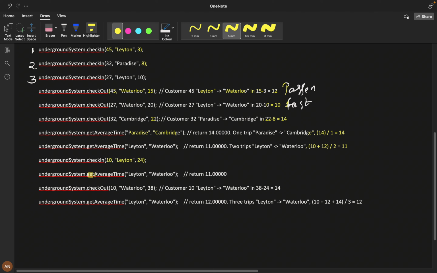Now we want the average time from Leyton to Waterloo, it is the same. This test case is repeated over here. Then checkout: ID 10 at Waterloo is checking out at 38. So it's taking more time. 38 minus 24, it's not even a passenger, it's slower than the passenger. We can say it's for a slow passenger. Sorry, I don't have terms to describe that.